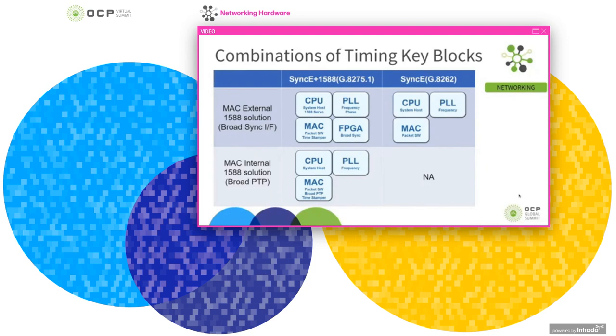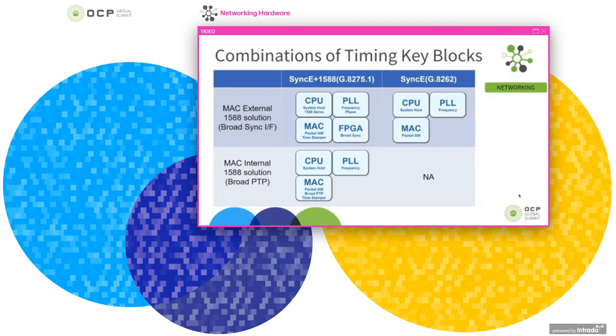For SyncE, you can see we only keep a PLL, because in SyncE you don't need to do phase sync, so you don't need an FPGA to translate it into the BroadSync interface, and the MAC doesn't need to do timestamping. The CPU doesn't need to run a 1588 server.